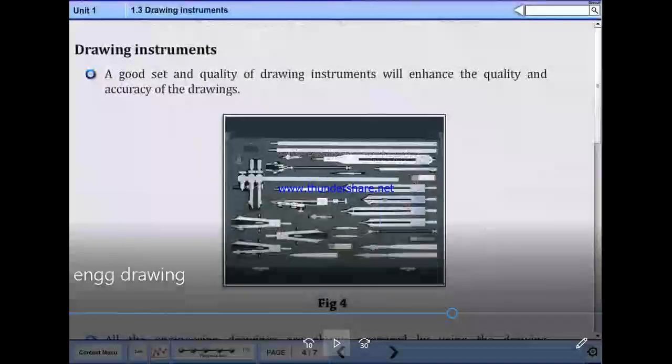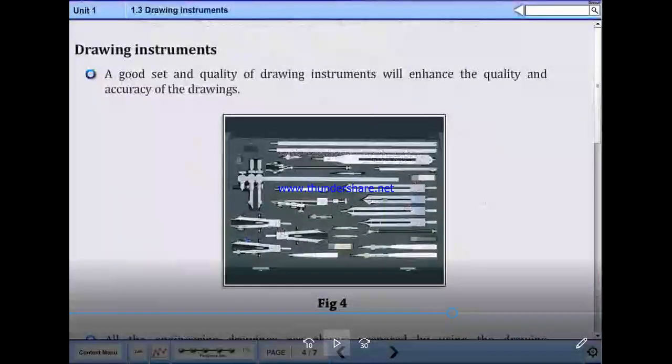Now in this, there is a drawing instrument box. In the engineering drawing instruments box, a good set and quality of drawing instruments will enhance the quality and accuracy of drawing.